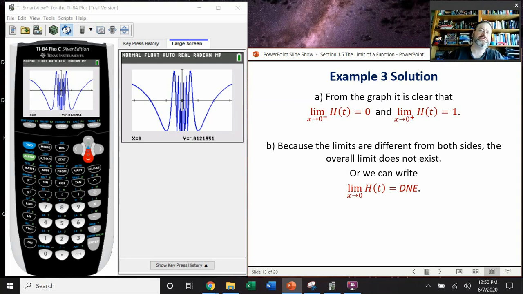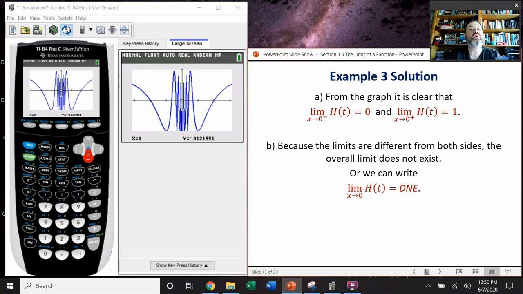So just as a little bit of shorthand, just to save yourself some trouble, if you want to write the limit DNE, like it equals DNE, that's totally fine by me. You don't have to write a bunch of complete sentences normally in a class like this.